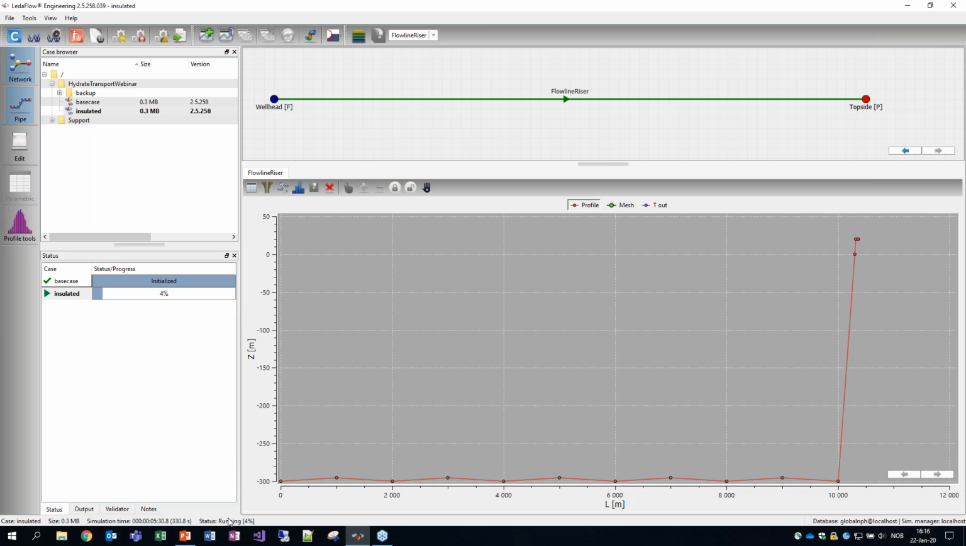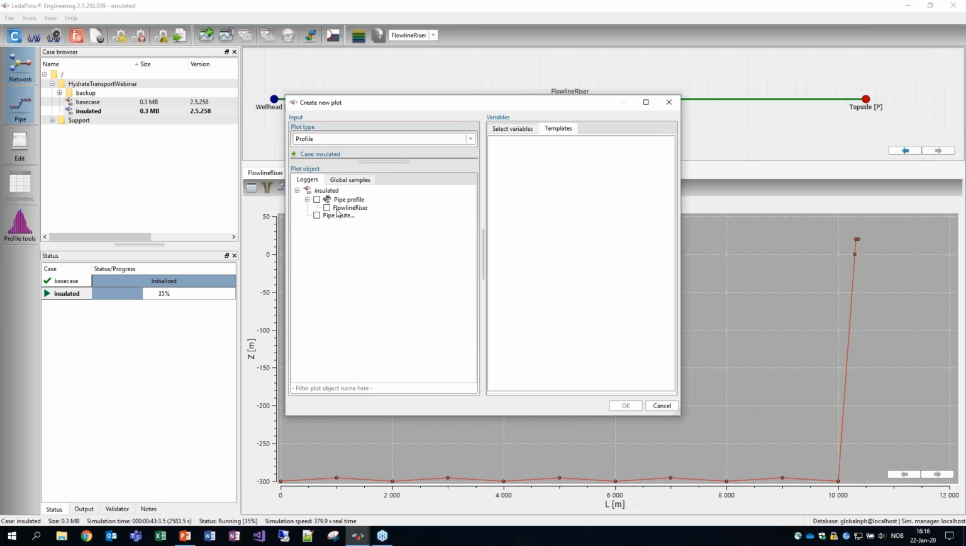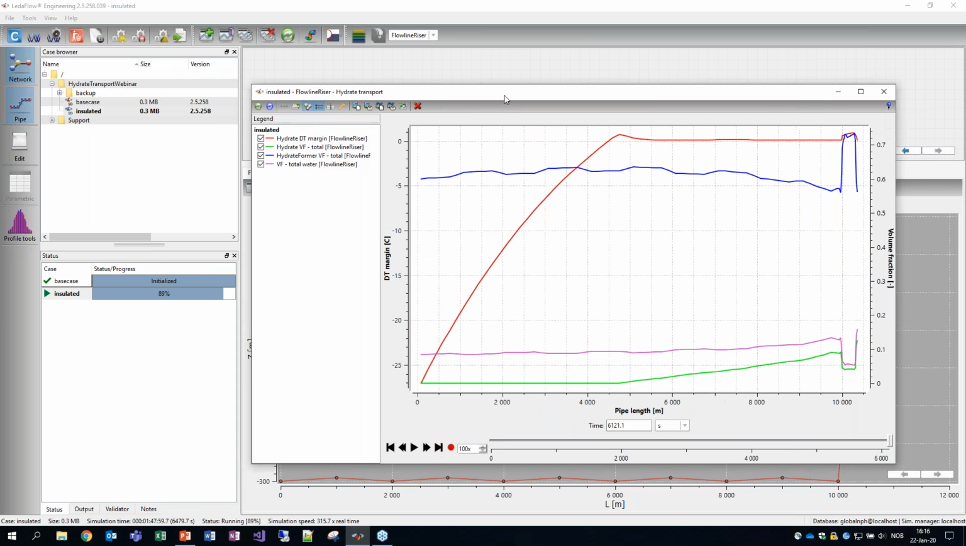Yeah, so it was initialized very quickly and now the simulation is running. So we don't need to wait for the simulation to be done in LedaFlow. We can already proceed with the analysis, at least making some plots. So we're using the hydrate transport plot template to look at the results. And then we can already see some results. And in the meantime, the simulation has now completed. So these are the results from the simulation.